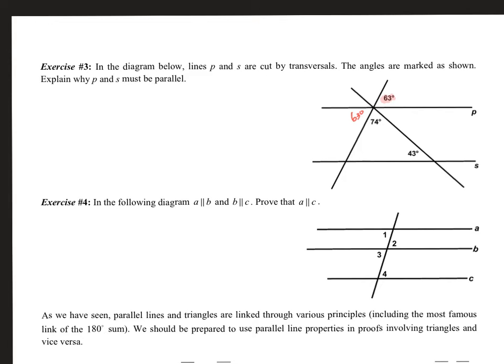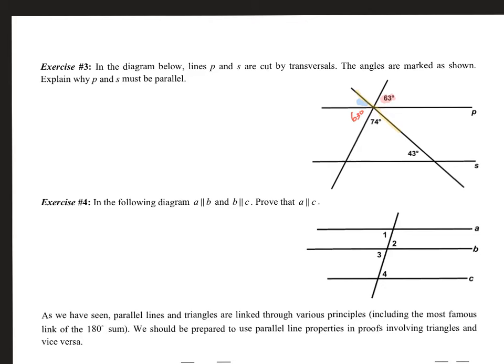Now, I know that this angle right over here, let me highlight this as blue. I know that this angle plus this angle that's measured 63 degrees and this other given angle, 74 degrees, they all form a straight line, right? So because they're forming this straight line over here, I know that they're all going to add up to 180 degrees. And so let me write an equation that can help me out with that.